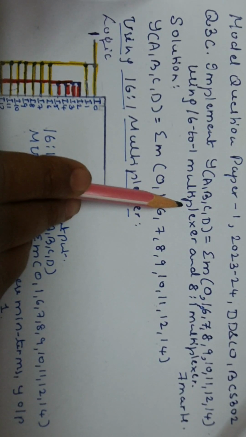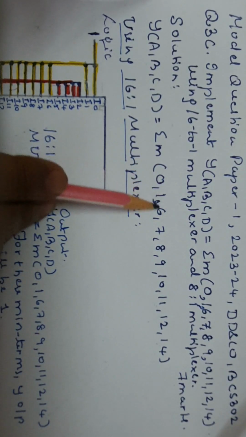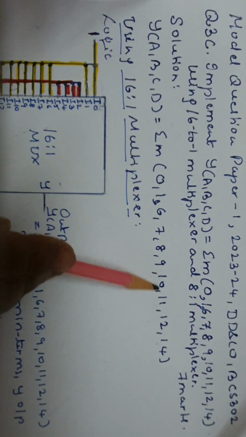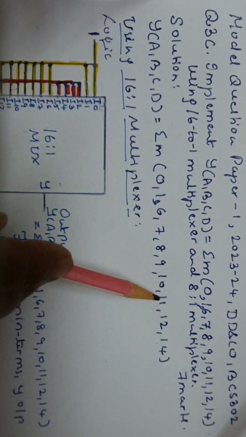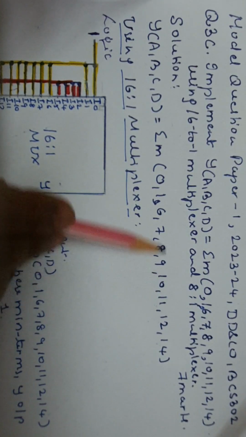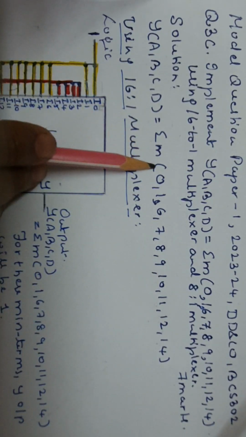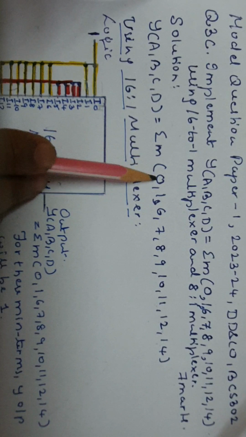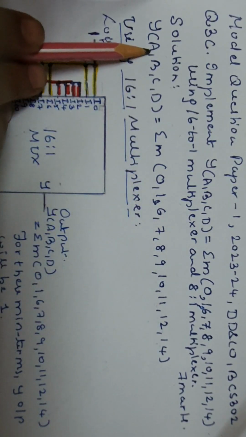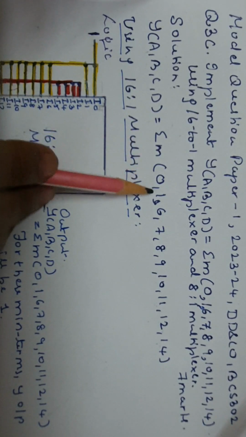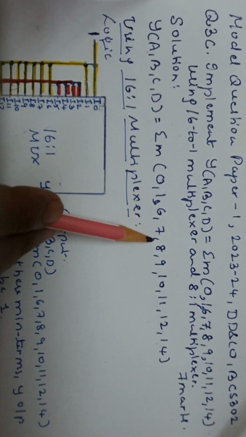So a 16:1 multiplexer will have 16 inputs. In that, inputs number 0, 1, 6, 7, 8, 9, 10, 11, 12, 14 must all be tied to logic 1 and the remaining should be tied to 0, because a sum of minterms equation means for these minterms the output is true or logic 1. It's a very straightforward kind of question and answer.